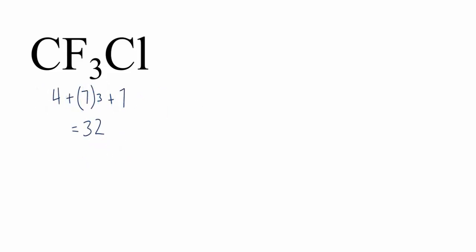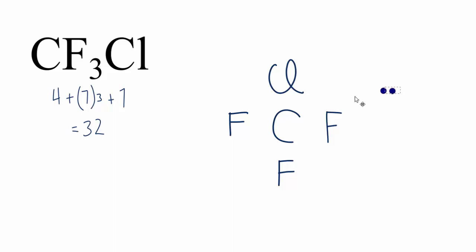We'll put the least electronegative element at the center of the Lewis structure. That'll be our carbon. And then we'll put the fluorines and the chlorine along the outside. Next, we'll place a pair of electrons between each of the atoms to form a chemical bond. So let's do that. Now that we've added electrons between atoms to form chemical bonds, let's go around the outside of the atoms and put electrons there.